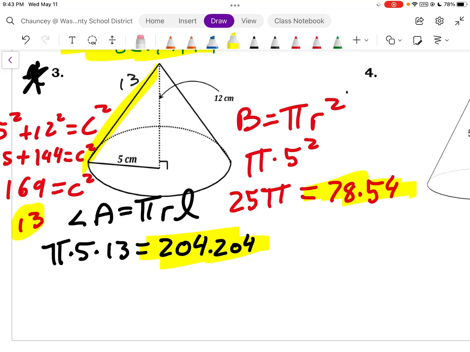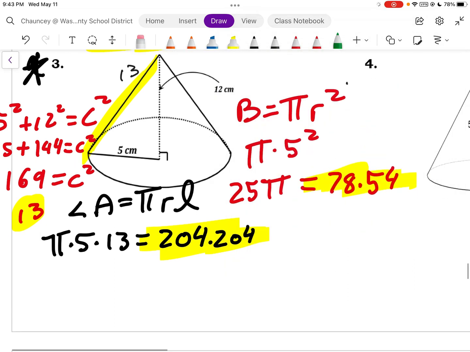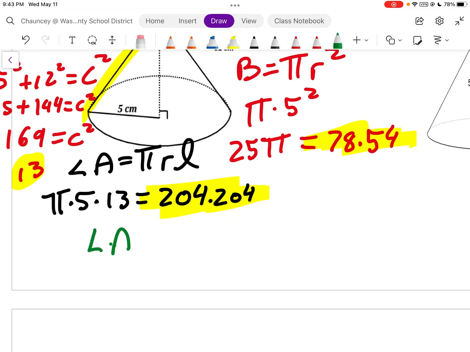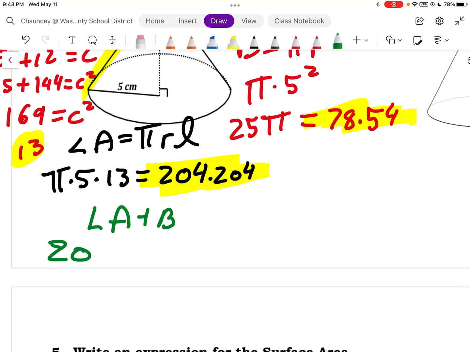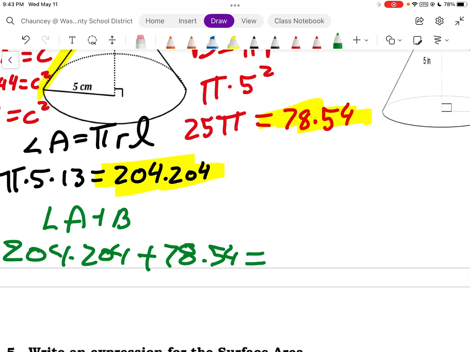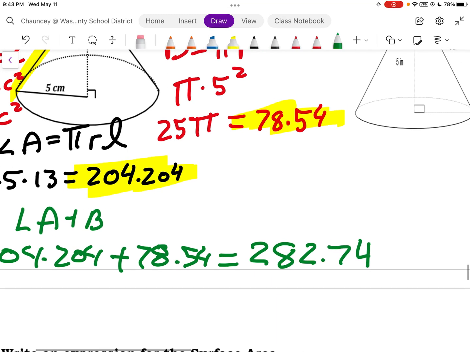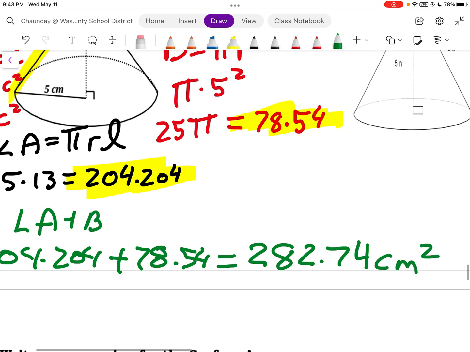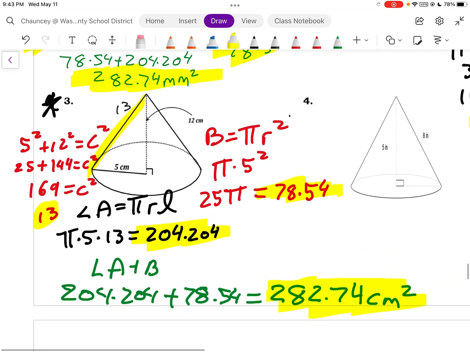Now it becomes plug and chug. So you end up with lateral area plus your base. So your lateral area, we said, was 204.204 plus 78.54. And if you add that together, you should get 282.74, and we're talking in units of centimeters squared. And that would be your surface area for that cone.